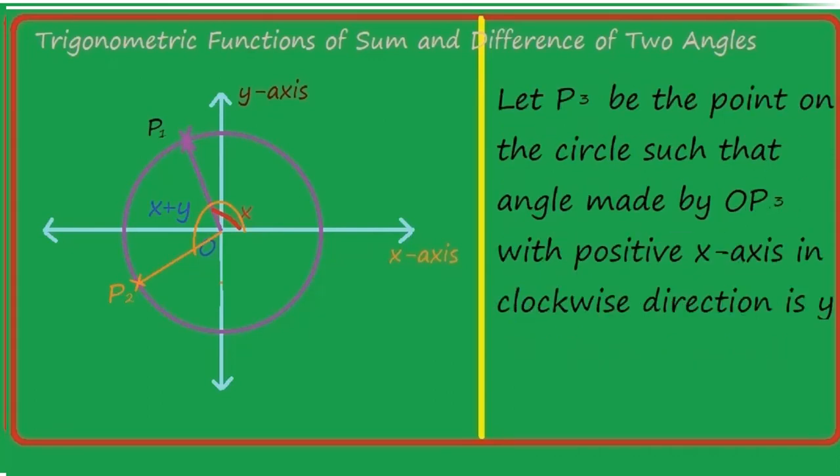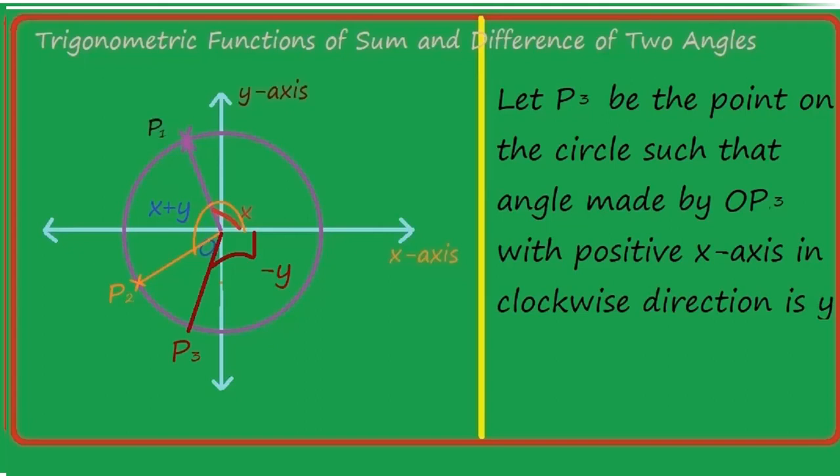Now let P3 be the point on the circle such that the angle made by OP3 with the positive direction of the x-axis in the clockwise direction is y. Now you have to mark the point P3 on the circle such that the angle made by OP3 with the positive direction of the x-axis, taken in the clockwise direction, and this is the position of point P3. And remember, the angle made by OP3 in the clockwise direction is y, means the angle is negative, and I write it as minus y.